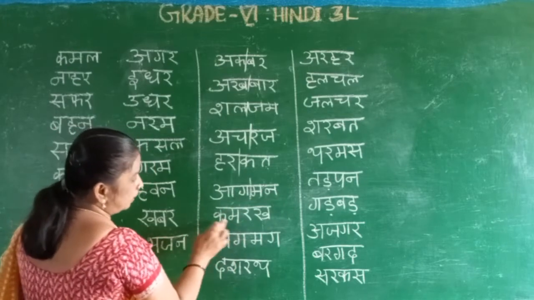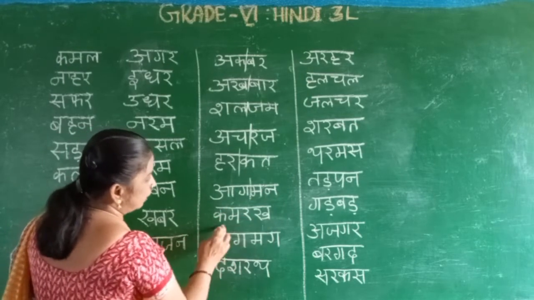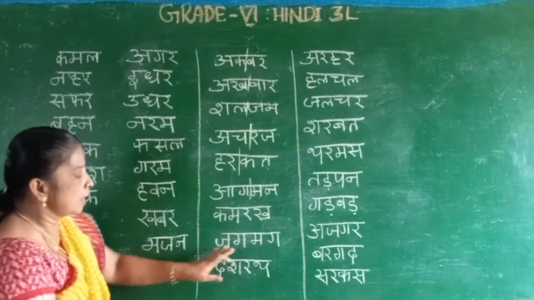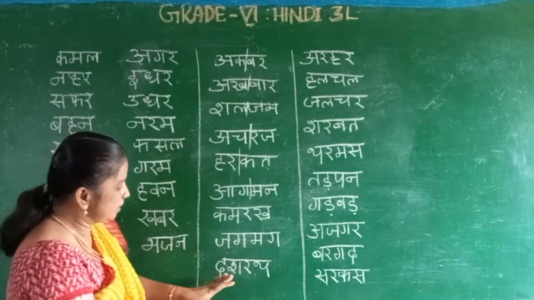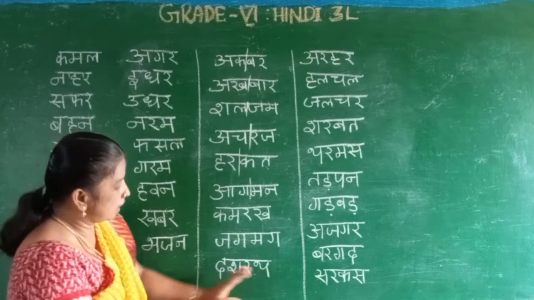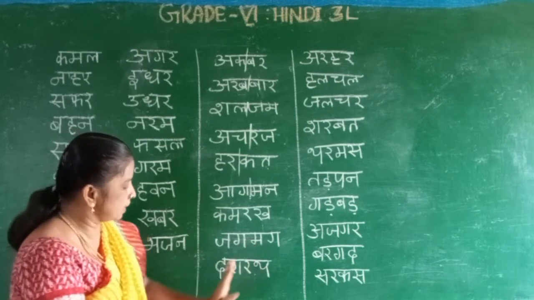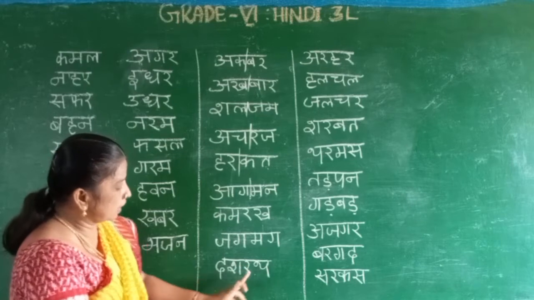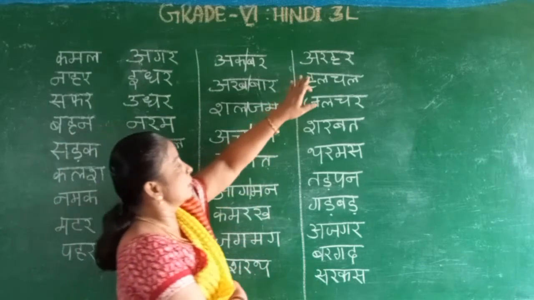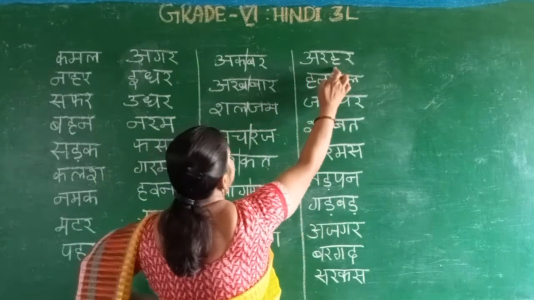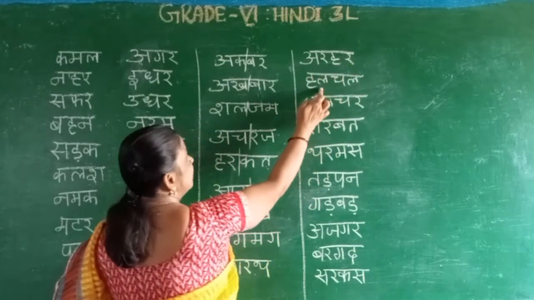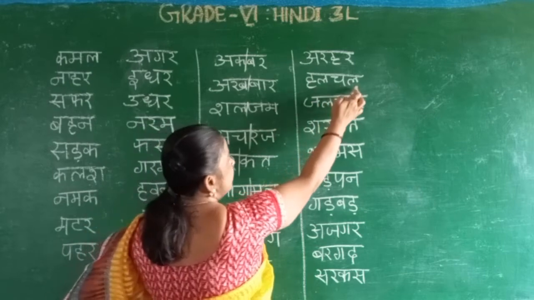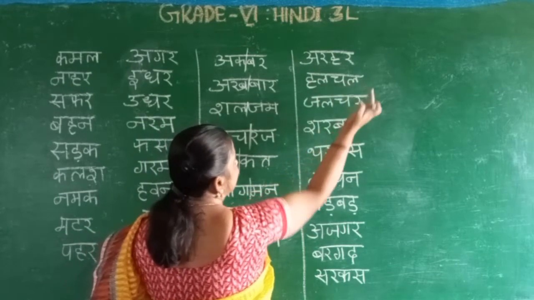Ka, ma, kam, ra, ka, kamrak. Ja, ga, jag, ma, ga, mag, jagmag. Da, sa, ra, ta, dasrat. Da, sa, das, ra, ta, rat. Next, a, ra, ar, ha, ra, har, arhar. Ha, la, hal. Cha, la, chal, halchal.